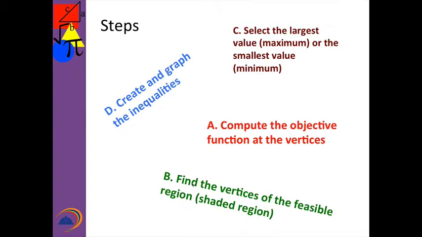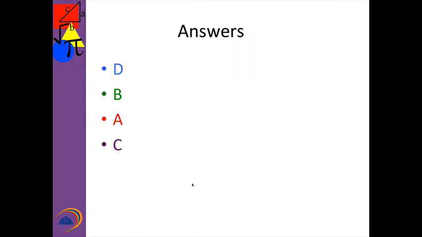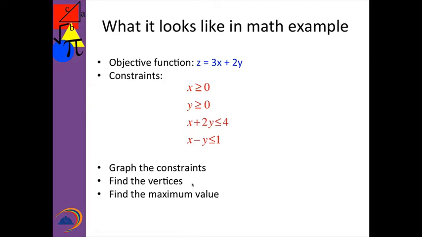All right, looking at those, step number 1 should be D, create and graph the inequalities. We've got to get the picture first. Step number 2 is B. Once we have the graph, we want to find the vertices. Then the next thing is, for A, we're going to compute the objective function at the vertices, and then C, we're going to be able to find either the maximum or minimum value depending on what the problem was asking us. So let's go on. We've got the answers there.